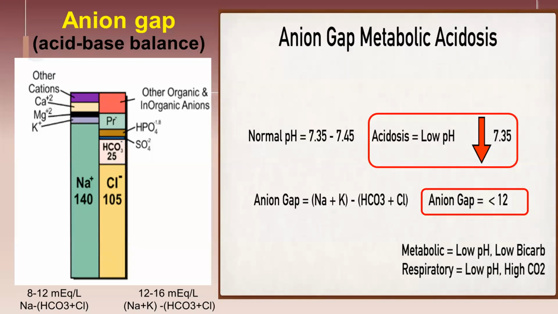We have to remember the anion gap, which is the difference between positive and negative ions. Positive is mainly sodium and potassium. Negative is bicarbonate and chloride. And this is acid-base balance. Normal pH is between 7.35 and 7.45, and acidosis is considered when the pH is less than 7.35. And the anion gap should be more than 12 if we take the difference between sodium and potassium on one side and the bicarbonate and chloride on the other side.